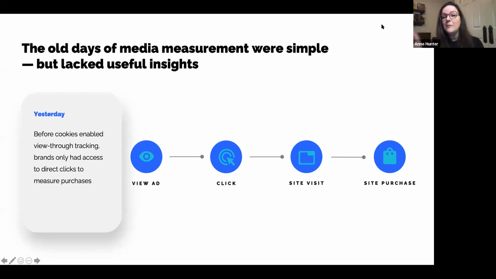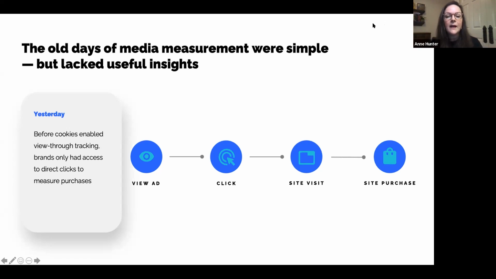In the beginning, back in the 90s, when someone saw an ad, they would click on the ad, they'd go to the website, and maybe they'd purchase. And all of that was really trackable. You didn't need cookies or anything because you just looked at the URL and saw the URL string move along nicely.